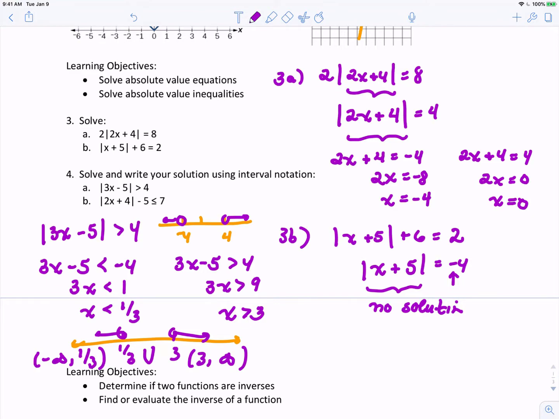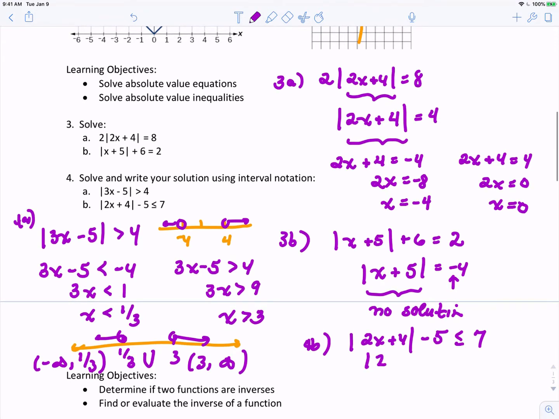For the next one, for 4B, we're going to do the same thing. The absolute value of 2x plus 4, minus 5, is less than or equal to 7. We'll get the absolute value sign by itself. Absolute value of 2x plus 4 is less than or equal to 12.